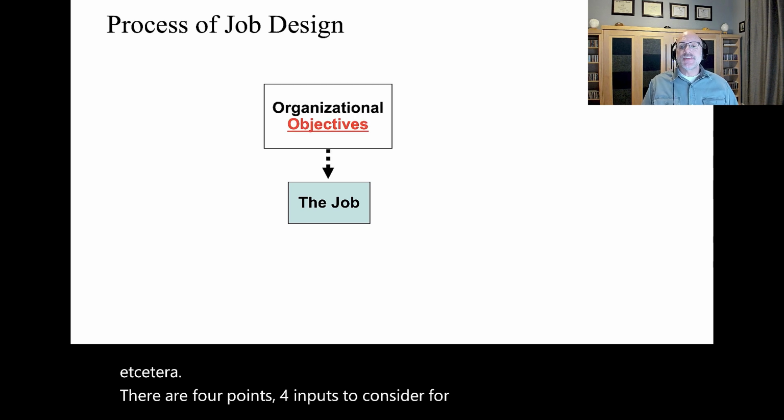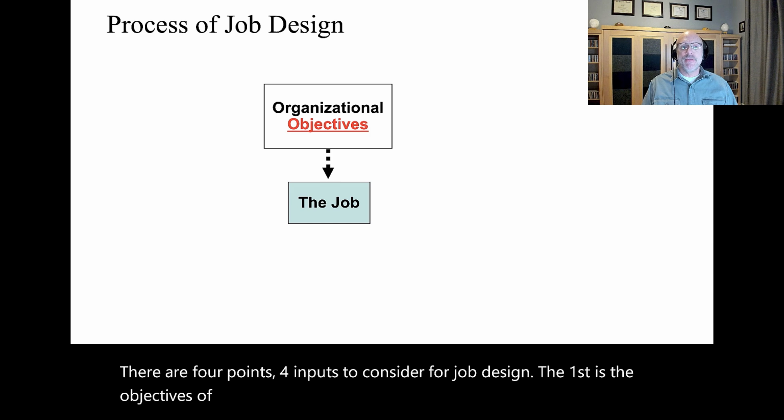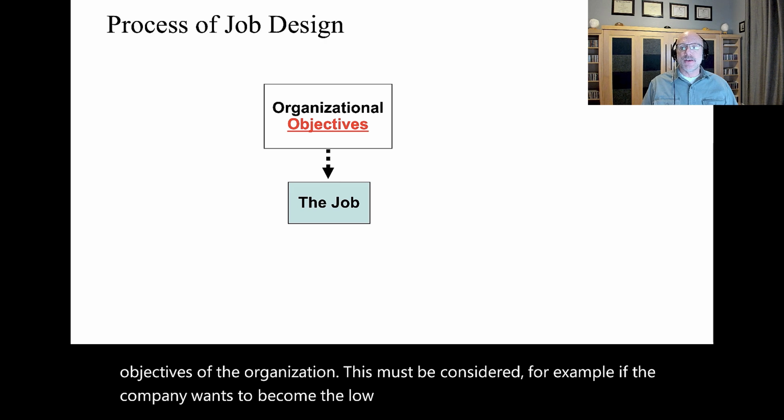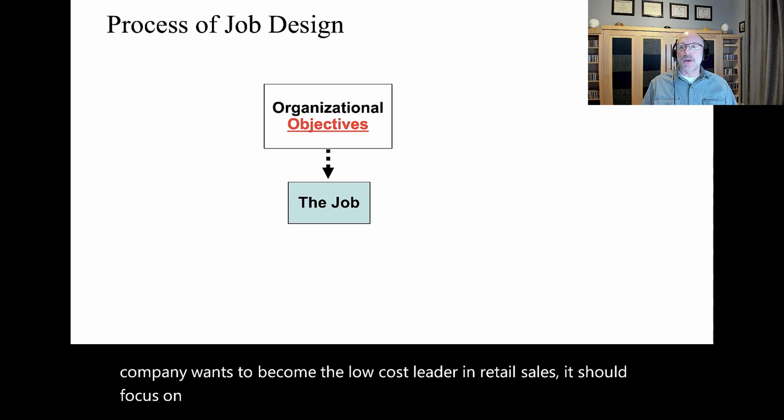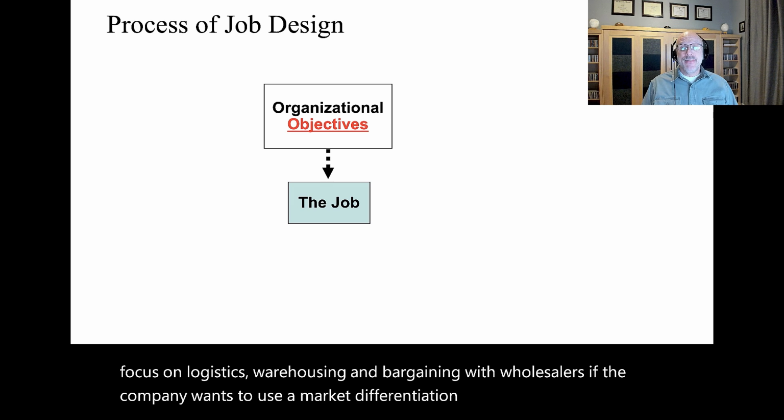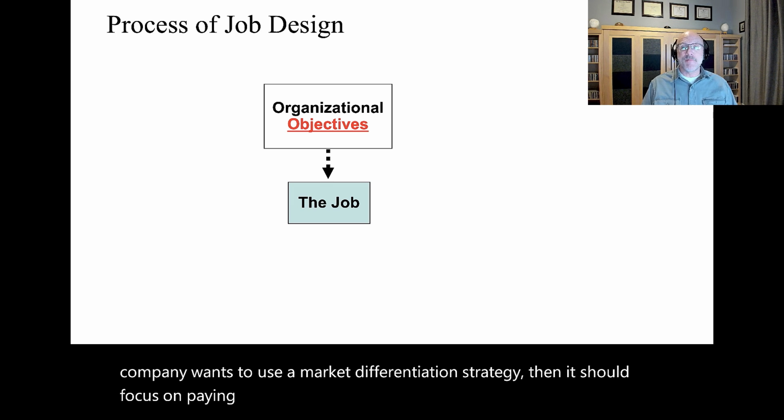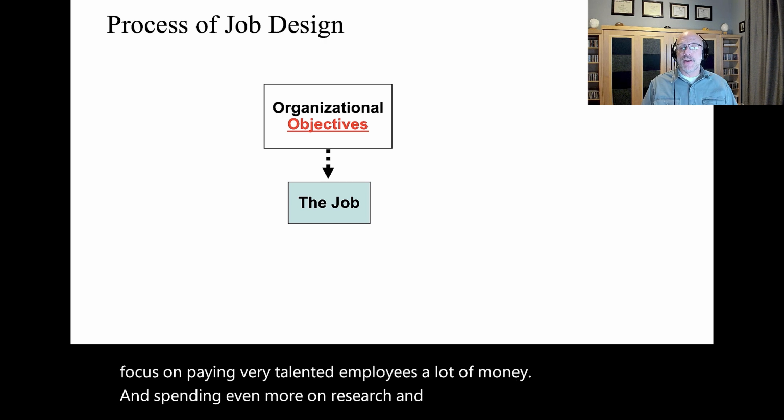The first is the objectives of the organization. This must be considered. For example, if the company wants to become the low-cost leader in retail sales, it should focus on logistics, warehousing, and bargaining with wholesalers. If the company wants to use a market differentiation strategy, then it should focus on paying very talented employees a lot of money and spending even more on research and development, R&D, than their competitors.